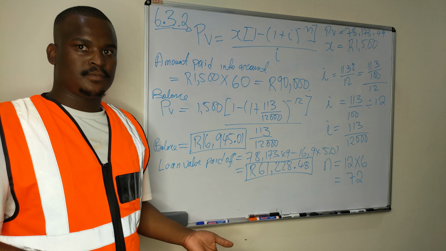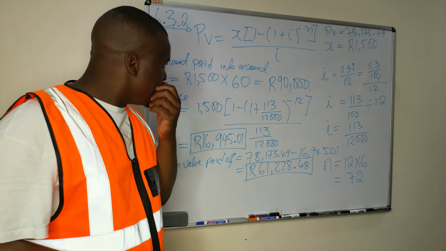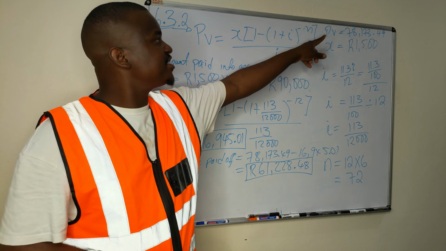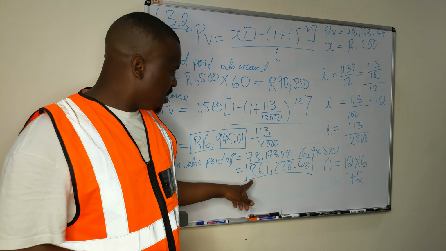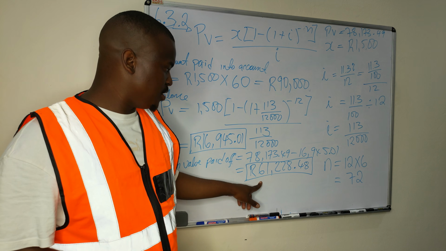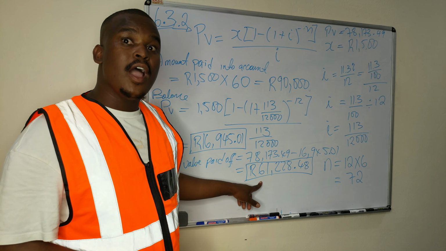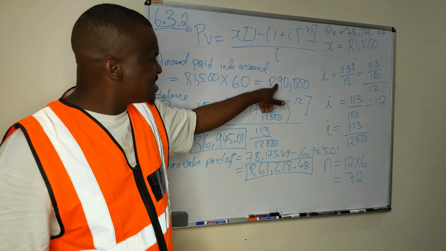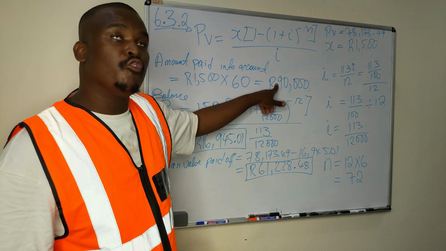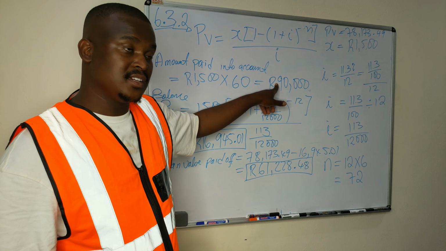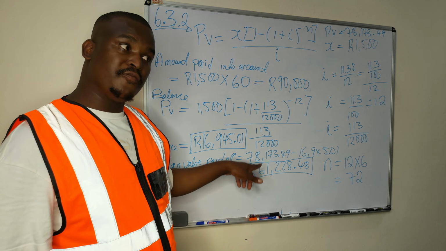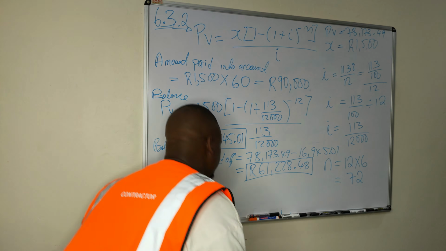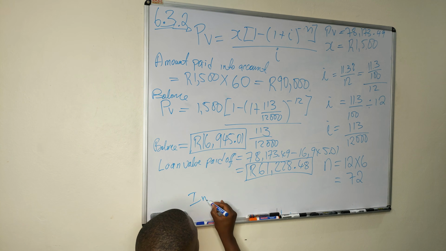That's what that means. Let me repeat this again. If on the account you have paid 90,000, right, and your loan of 78,000 is reduced by 61,228 rand 48 cents at the end of year number 5, that means that if you subtract from the 90,000 you paid the actual value of the loan that had been paid off, you'll be left with the interest.